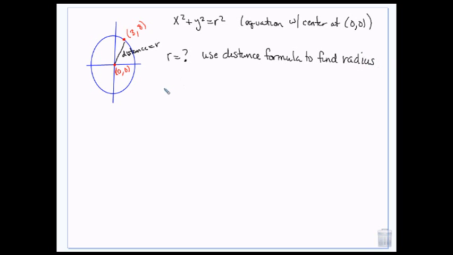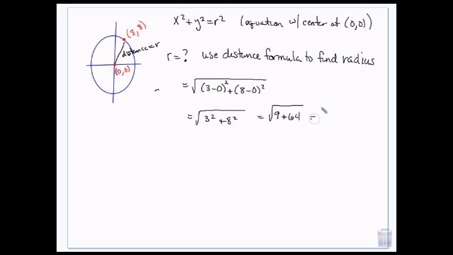So that's going to be the square root of 3 minus 0 squared plus 8 minus 0 squared. So that's 3 squared plus 8 squared. That's 9 plus 64, which is the square root of 73. Leave it like this. Now we're going to plug this in.